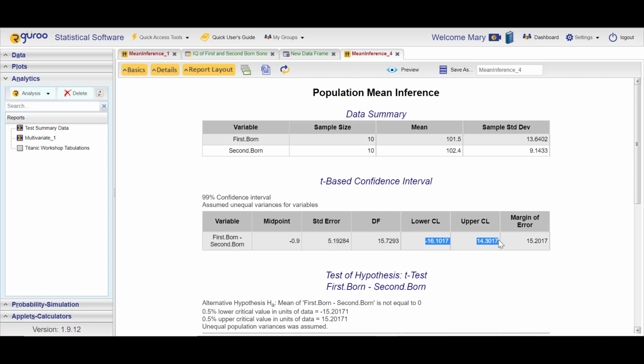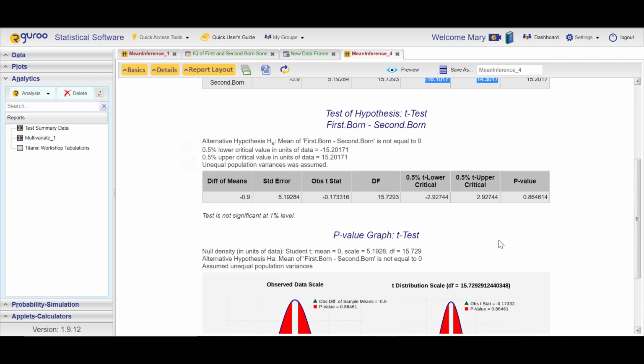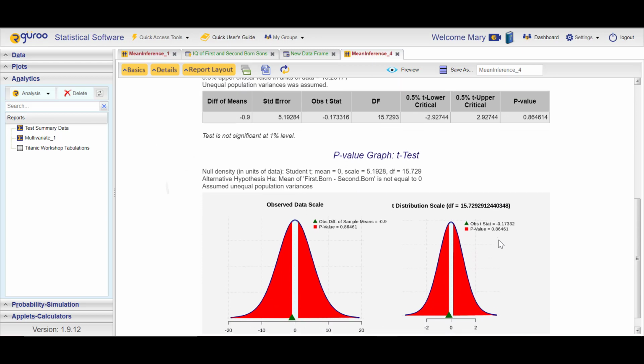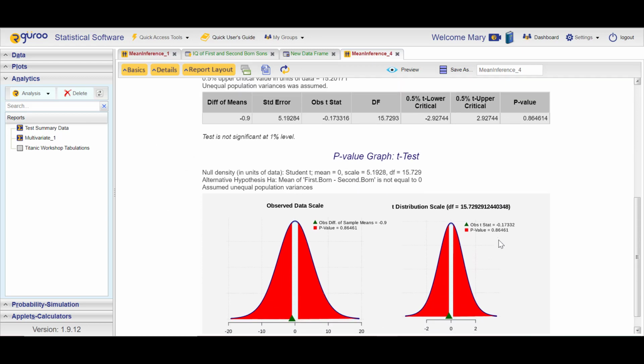And what we're interested in is the confidence interval for later. So write that down: negative 16.1 and 14.3. But let's skip down to the p-value. Wow, lots of shading. So that kind of shows you that the p-value is going to be large. So the p-value was 0.8646. That's pretty large.